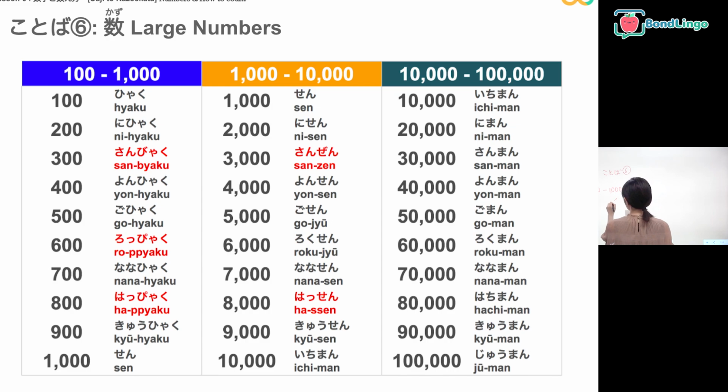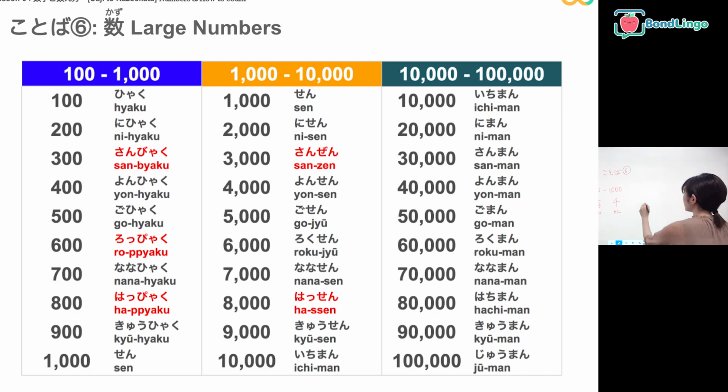Also, in kanji, this is sen. Sen is 1,000. And this is hyaku, 100. 100 and 1,000.